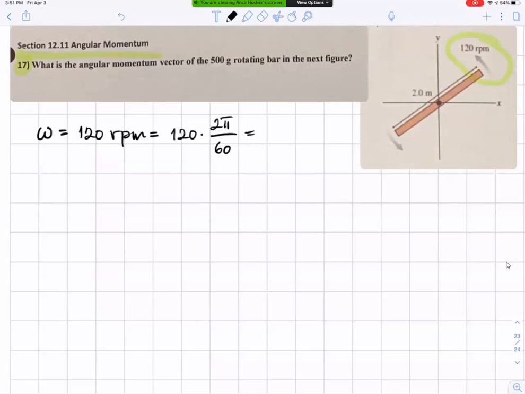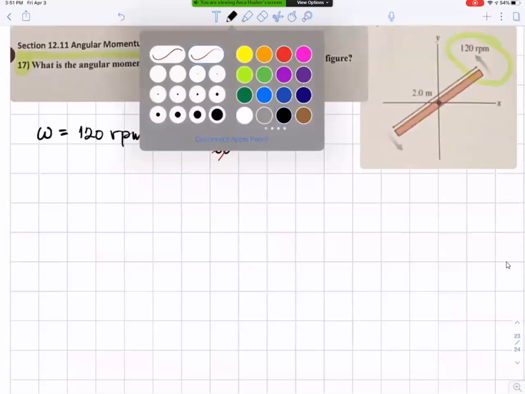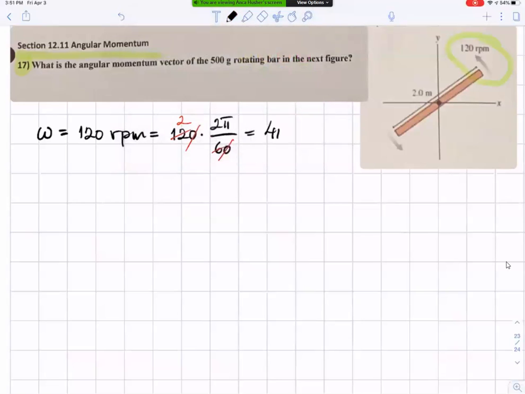And let's simplify it without a calculator. Here you go, 12 divided by 6. So that's a 2 times the other 2. That gives you a 4. So it's going to be 4 pi. I pretty much like to leave this in terms of pi and simplify everything in the end.